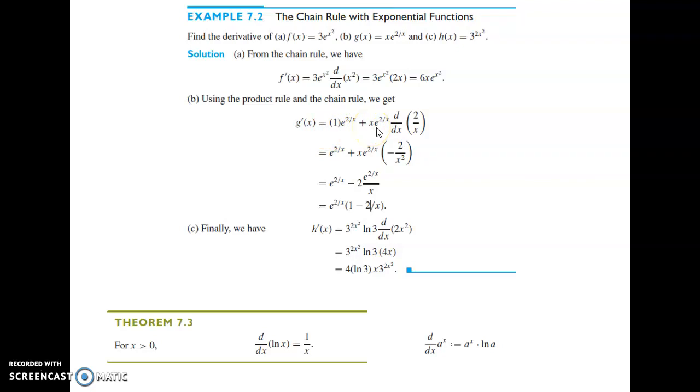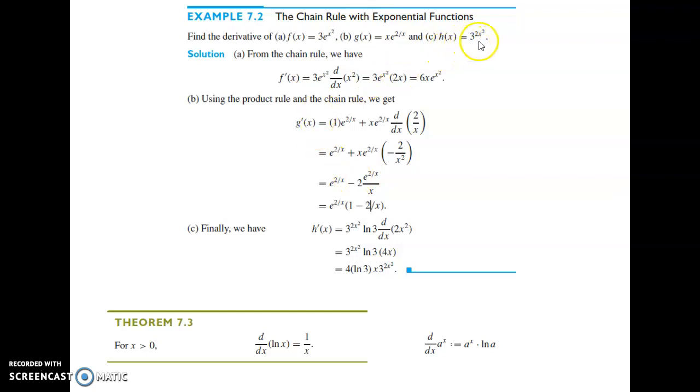Now for this, e to the power 2 by x, I will use the chain rule. The outer function e to the power 2 by x, no change. Then the derivative of the inner, that is the derivative of 2 by x. So this 2 by x, I bring x up, x to the minus 1. Then I differentiate this and bring it down, it is minus 2 by x squared.